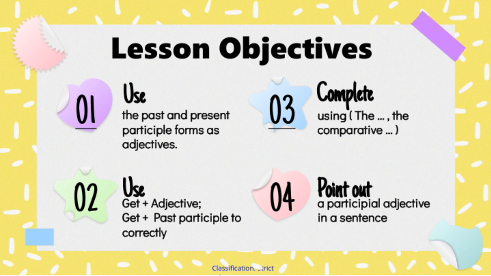We'll also focus on using get plus adjective and get plus past participle correctly. For example, he gets tired easily, or they got confused by the instructions. These forms are useful for describing changes in state or condition. Finally, the main lesson objectives are to understand how to use both the past and present participle forms as adjectives. Mastering these will enrich your descriptive language and help you communicate more precisely. Remember, these concepts are central to making your writing and speaking more dynamic and expressive.